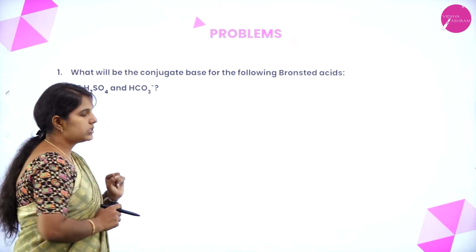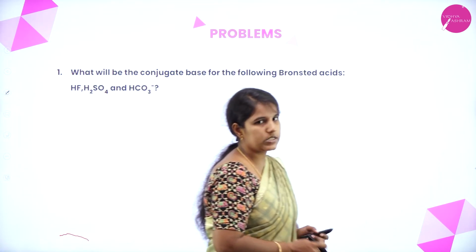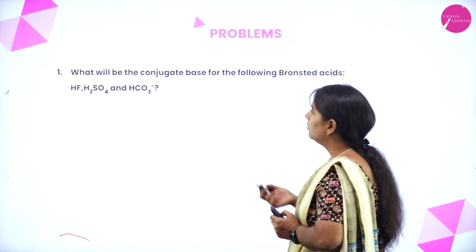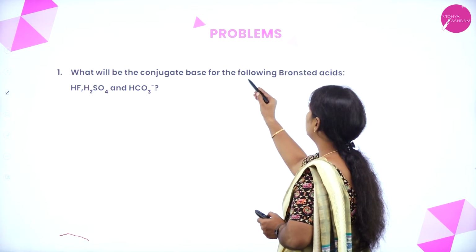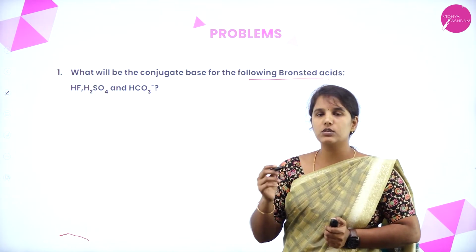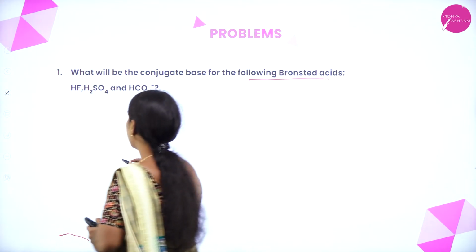Now we are going to solve some numericals based on the theory we have just studied. What will be the conjugate base for the following Bronsted acids? They have given the Bronsted acids, and we need to write the conjugate bases. So what are the acids they have given?